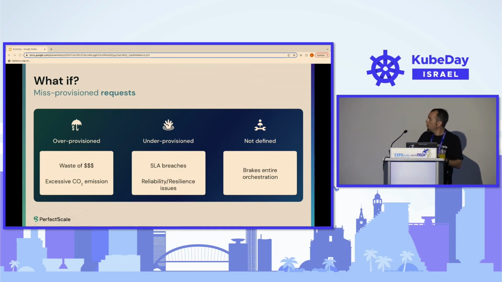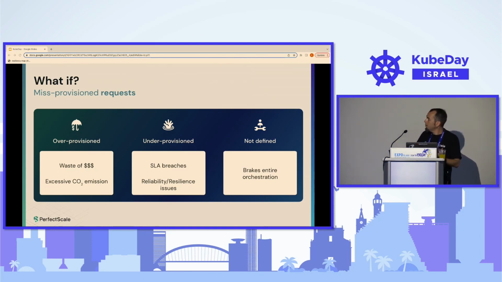If we over-provision our requests, what will happen? We will simply waste a lot of money. And we will also create excessive CO2 emissions. And you know, at the end of the day, we all share the same planet. And any impact that we can reduce is good.